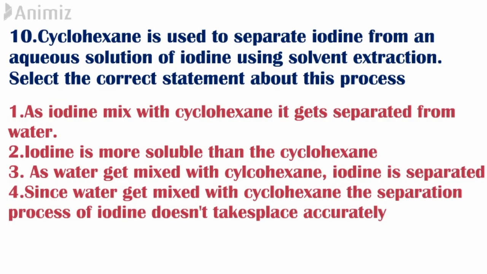Then the next question is, cyclohexane is used to separate iodine from an aqueous solution of iodine using solvent extraction. Select the correct statement about this process. Here the iodine mixes well with cyclohexane. Therefore it gets separated from water. So the answer is answer number 1.